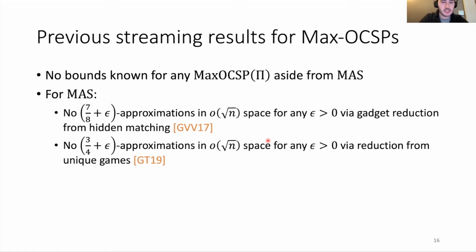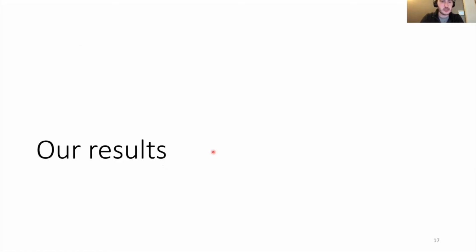And then later there was a second APPROX paper which improved the 7/8 to a 3/4, and this time via a streaming reduction from the unique games problem. But this 3/4 is still not optimal, because optimal would be rho equals 1/2, and also the space bound isn't optimal. It's only sub square root n space.